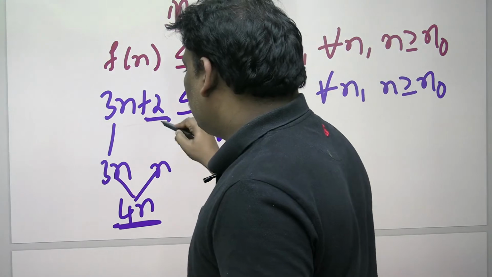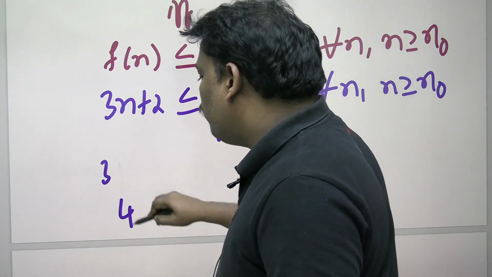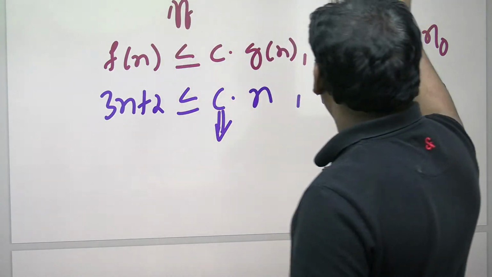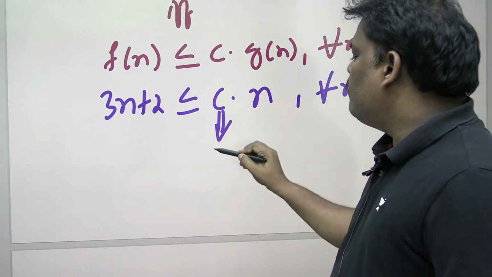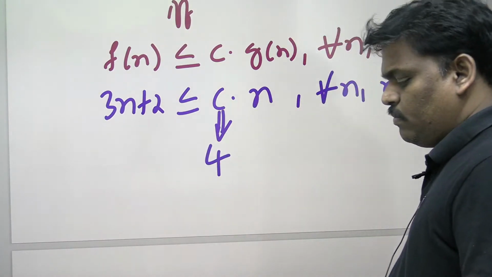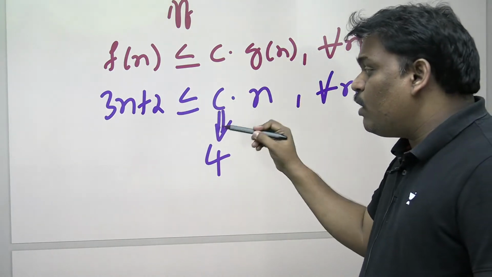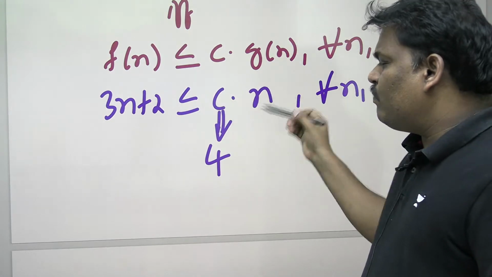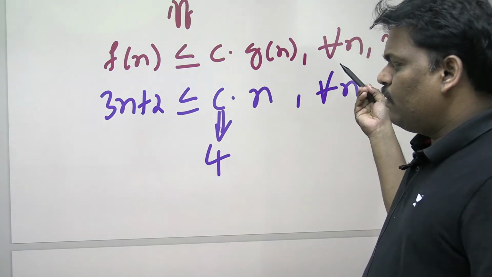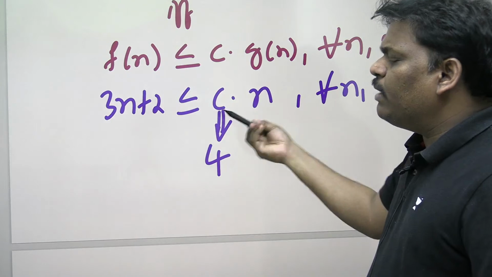See this one. Comparing 3n plus 2 and 4n, 4n is bigger. If you observe this, I can easily say the C value to take is 4. If you take C value 4, comparing left and right, right will be bigger or equal. Are you able to prove that right is bigger or equal by taking C? If you are able to prove, then we go.